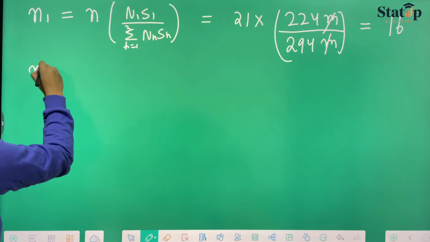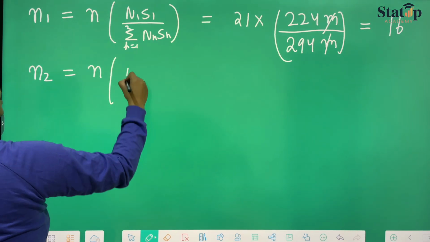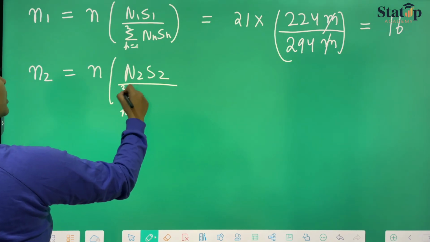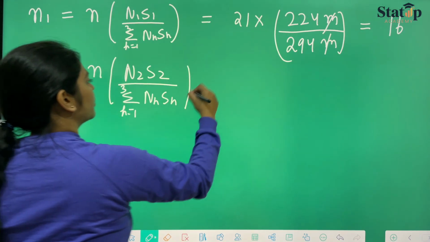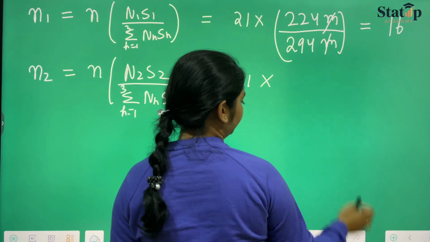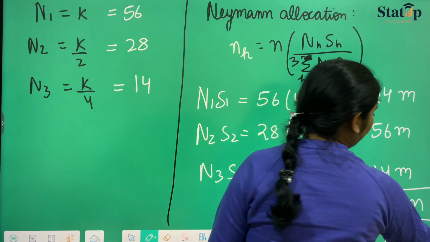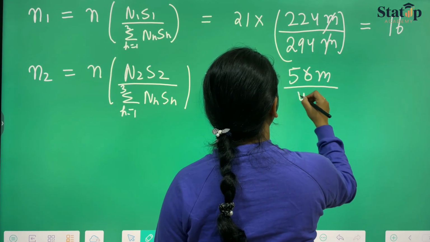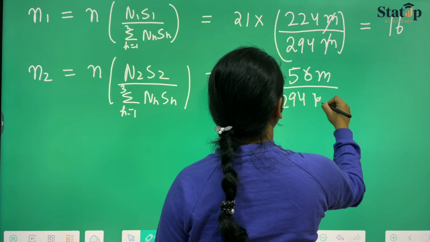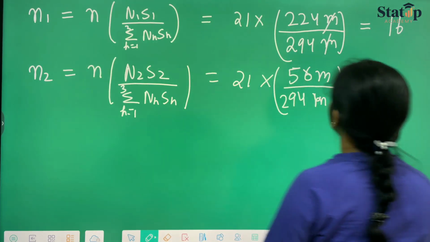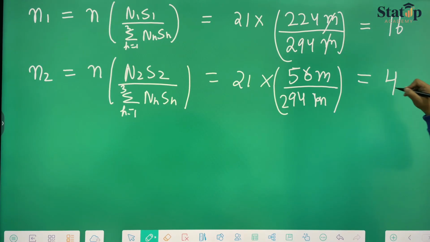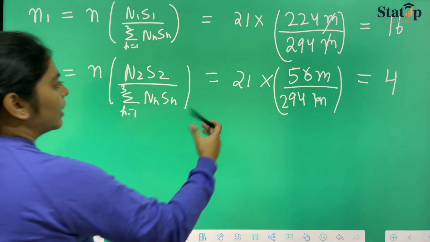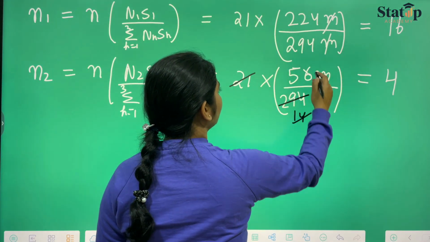Now again we will calculate n2. n2 is nothing but N2 S2 upon summation h goes from 1 to 3 N_h S_h, which is nothing but 21 into 56M upon 294M, which is nothing but 4 if you calculate it. This will cancel out by 14 and this will be 4.